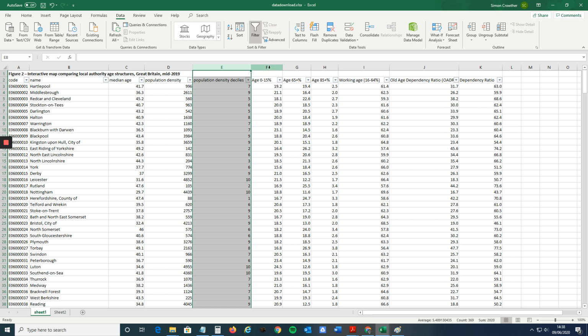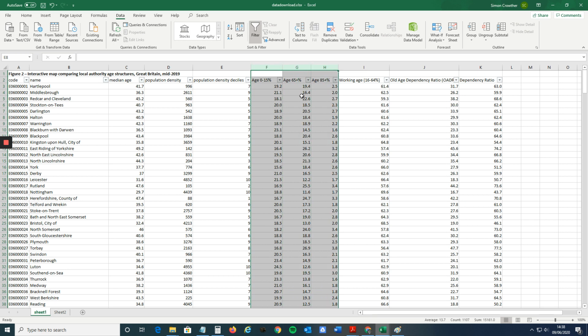Then it tells you what percentage of the population are in these age bands: what percentage are 0 to 15 years old, what percentage are 65 plus, and what percentage are 85 plus. Obviously, if you're targeting elderly care, you want to be targeting here. You want the areas that have a higher percentage of the population in this age bracket. That's kind of common sense.